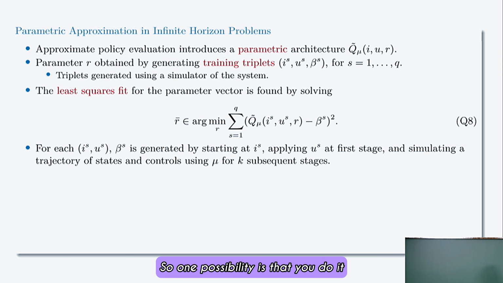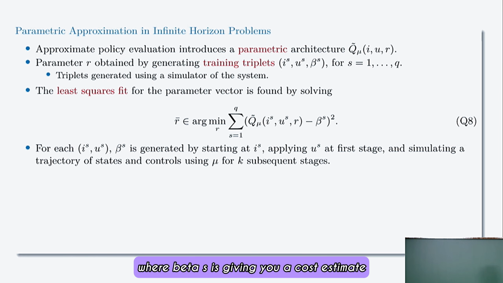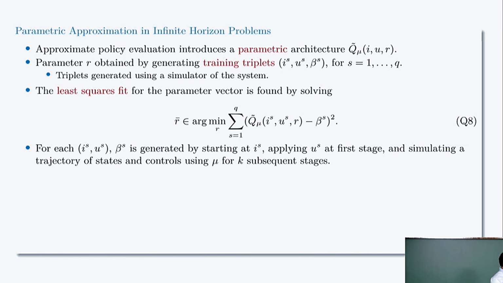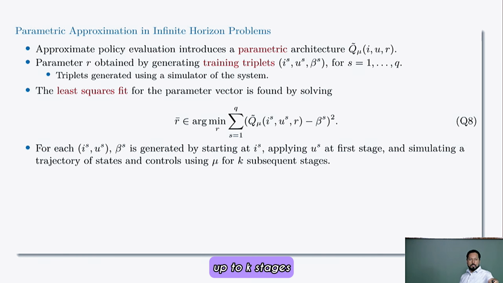So one possibility is that you do it for k number of stages. So the estimate of beta_s that we have is for k number of stages. Basically it's a truncated horizon, where beta_s is giving you a cost estimate for only up to k stages. It's a discounted cost, obviously. So although it's an infinite horizon problem, beta_s will be calculated up to k stages. Okay, so that's what it says here.